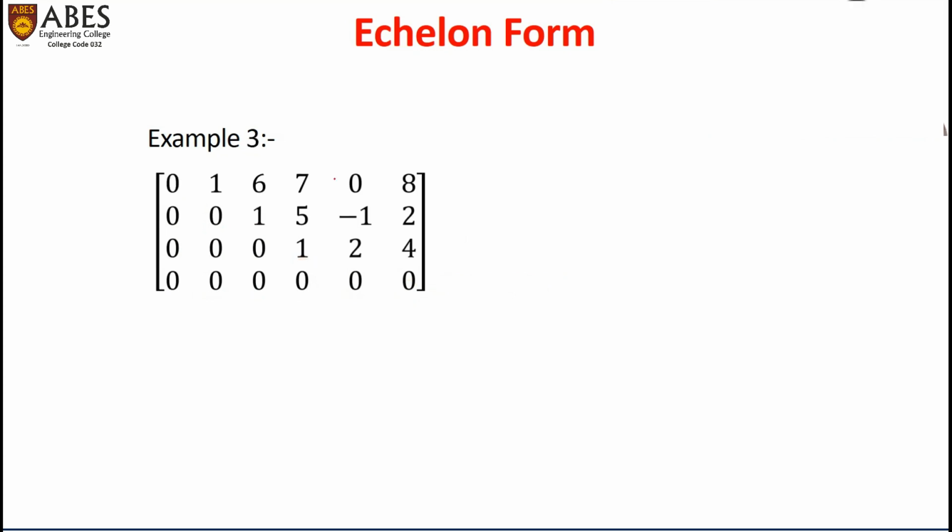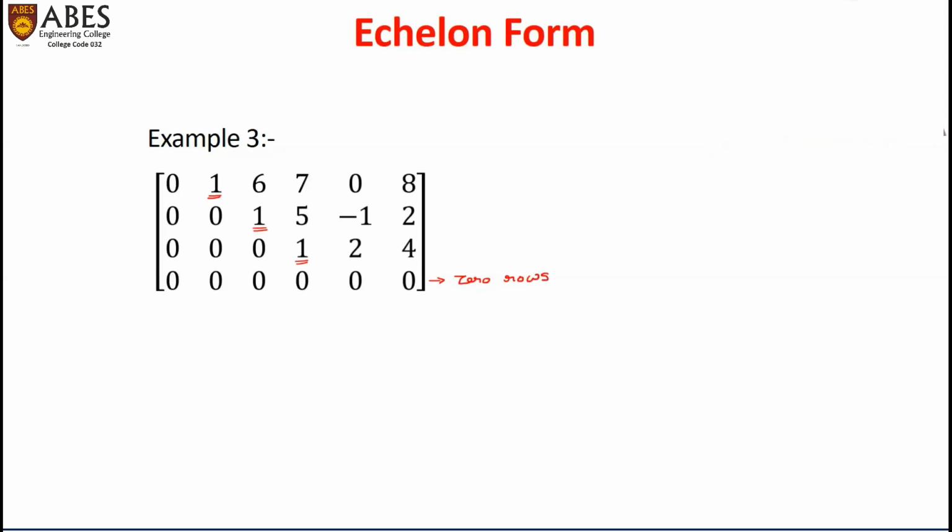Now one more example is here. Here the first non-zero element is 1. The first non-zero element of R2 is 1 and the first non-zero element of R3 is 1. So the first condition is satisfied. The second row has 2 zeros, the third row has 3 zeros, and the fourth row has 6 zeros. So all the zeros are in increasing order. So the second property of the echelon form is satisfied, and the zero rows lie at the bottom of the matrix. This row is called the zero row. Hence, it is an echelon form.